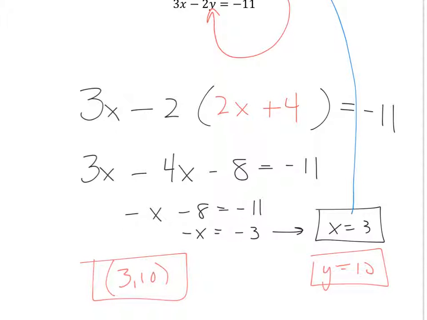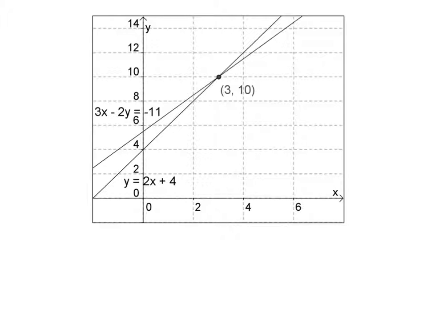Want to see what it looks like? Okay, there's our answer. These are our two equations we had a moment ago. The bottom one is the equation y equals 2x plus 4. The top one is 3x minus 2y equals negative 11. Where do they meet? They meet somewhere, because they're not parallel. They have to meet somewhere. So they meet and they cross right here at 3 comma 10. Okay, there's my coordinate.